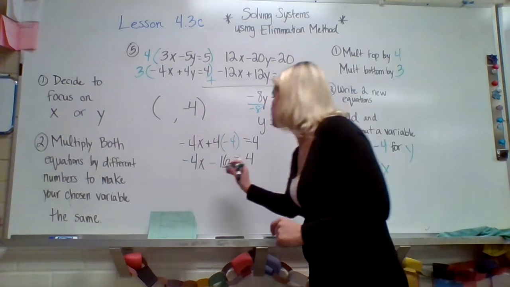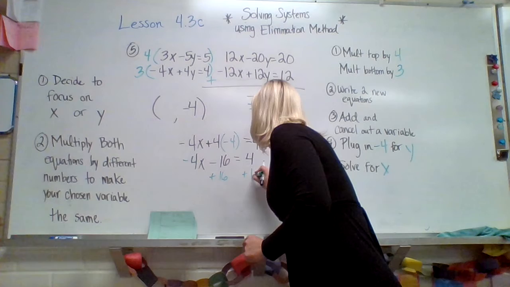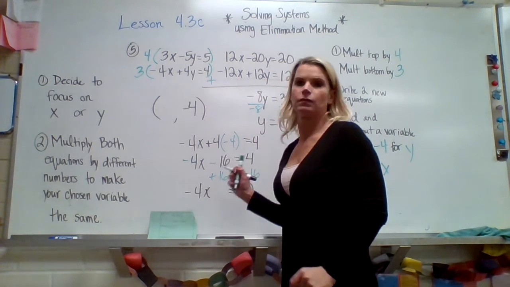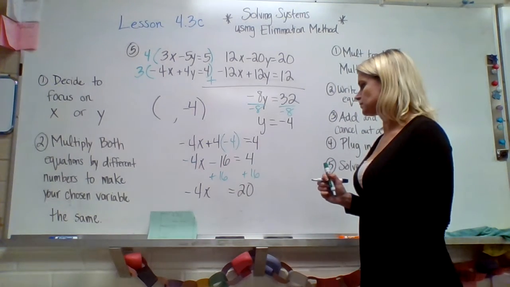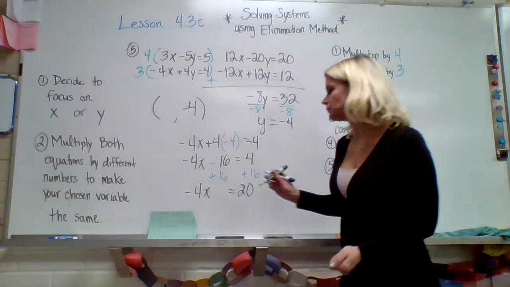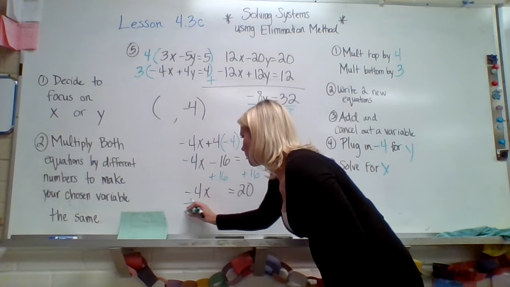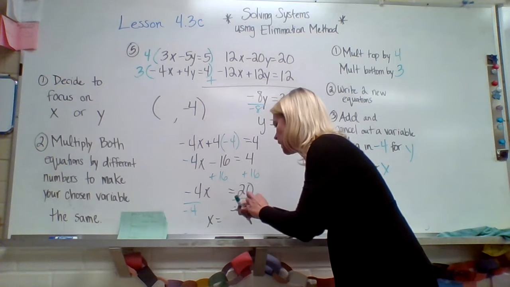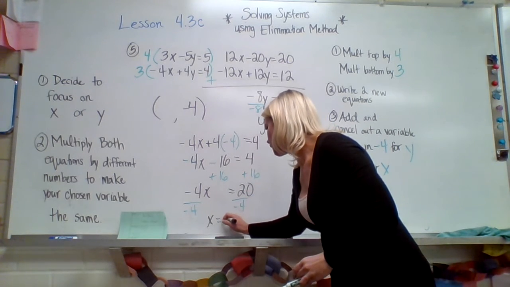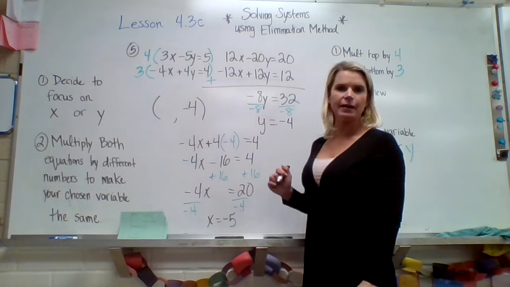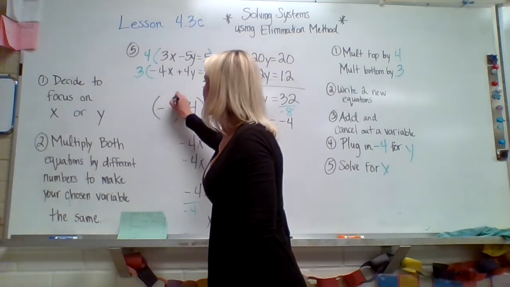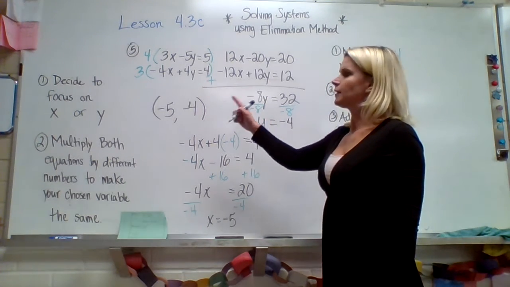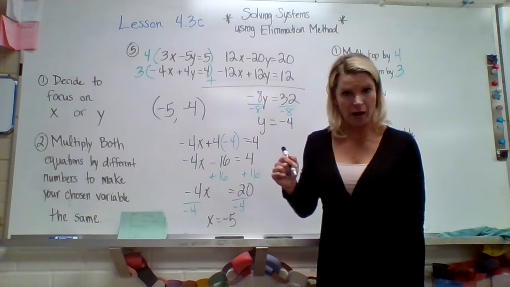Add 16 to both sides. Negative 4x equals 20. We're good with that? Divide both sides by negative 4. X equals negative 5. 20 divided by negative 4 is negative 5. So my solution to number 5 is negative 5 comma negative 4. X comma y.